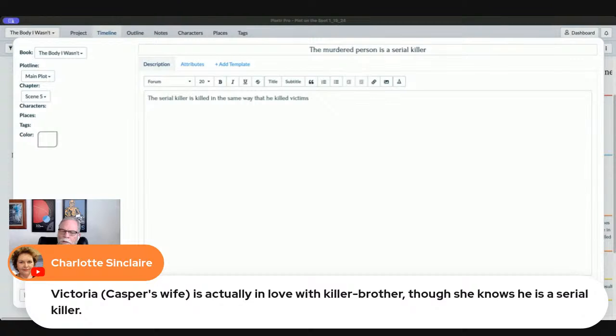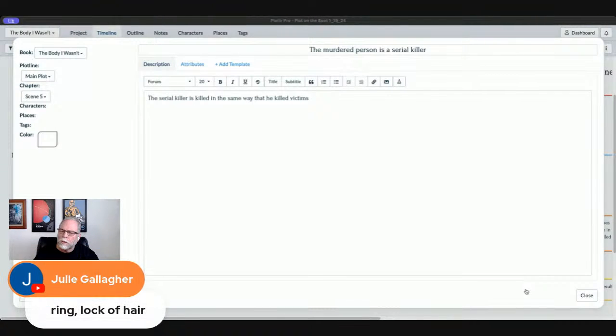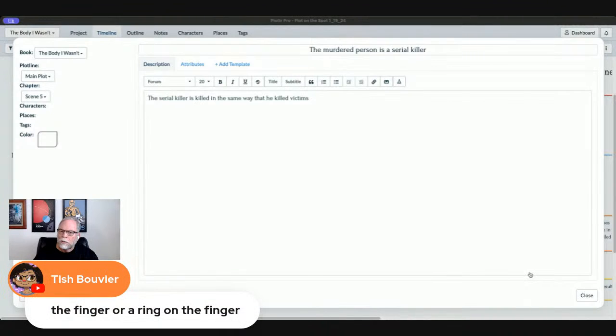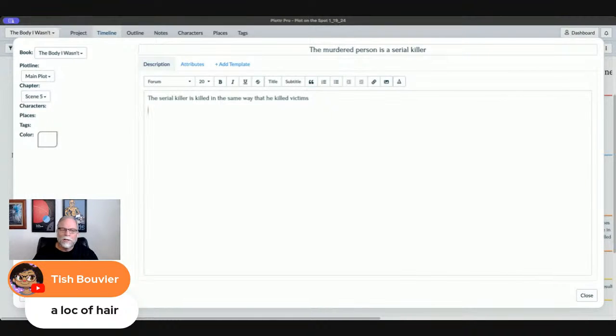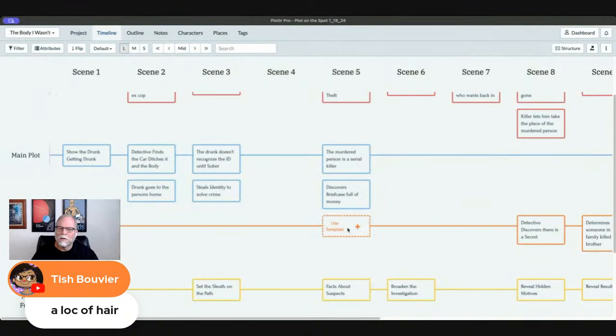Strangulation, trophy is an ear. That's interesting. A long lock of hair, a ring or a long lock of hair. That is an interesting method as well. That's an interesting trophy. The finger, the ring finger. Oh, yeah, that's another interesting one. A lock of hair. So we've got a lot of lock of hair and fingers, which you guys are kind of sick, I think. But anyway, we're going to go with it anyway.